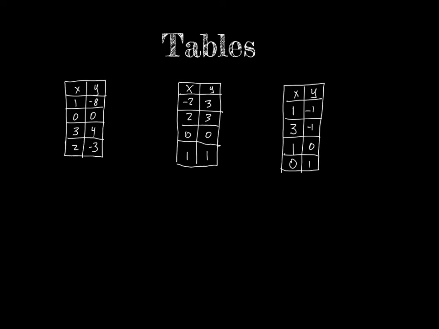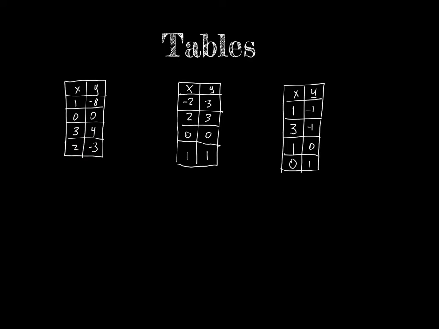To know if it's a function from a table, what you need to pay attention to is your x values. You're going to only pay attention to your x values to make sure that one x value only has one precise output. Now, 1 goes to -8, 0 goes to 0, 3 goes to 4, 2 goes to -3, then you know for sure that you only have one output for every input.